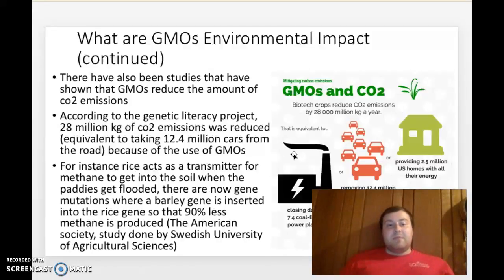For instance, if you look at rice, rice acts as a transmitter for methane to get into the soil when the rice paddies get flooded. There are now gene mutations where a barley gene can be inserted into the rice gene so that 90% less methane is produced. And I found this information from the American Society, and it's a study done by the Swedish University of Agricultural Science.